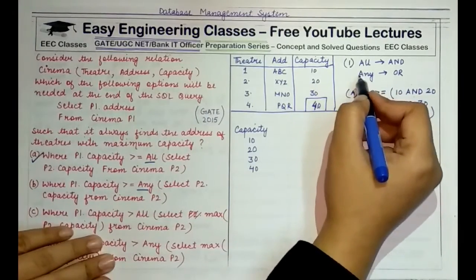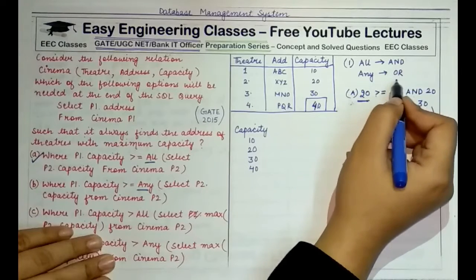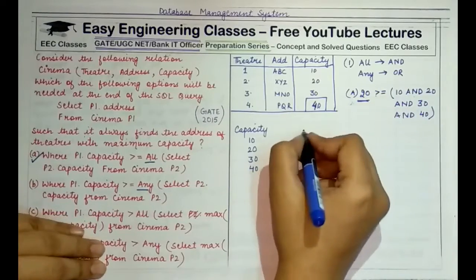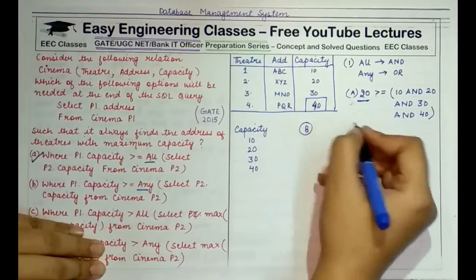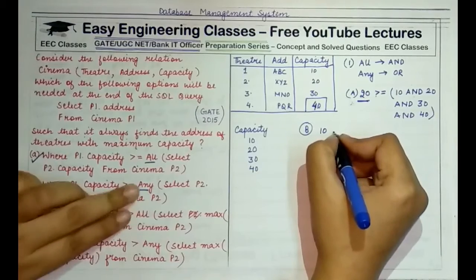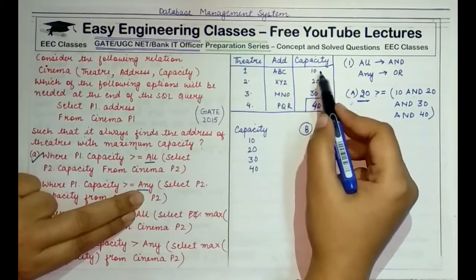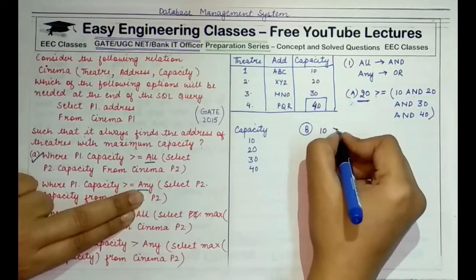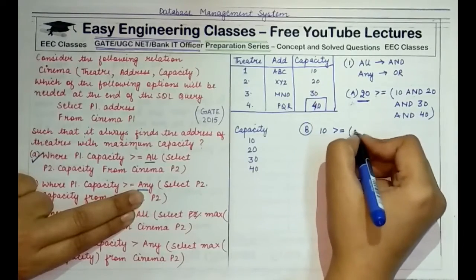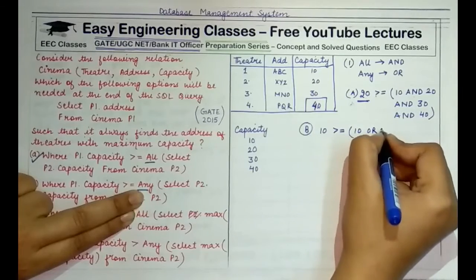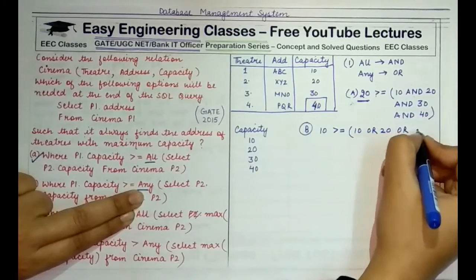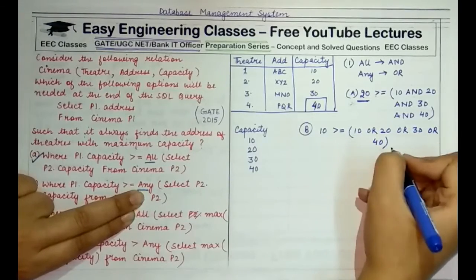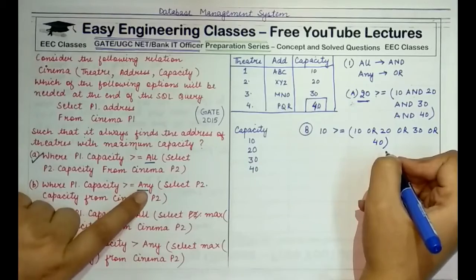As I said, ANY replaces the values or adds the keyword OR between the values. So when we check for option B, what would be the condition that would result? We would pick each of these values 10, 20, 30 and 40 and compare it with the condition 10 or 20 or 30 or 40. And why would we place OR in this case? Because here it is given ANY.